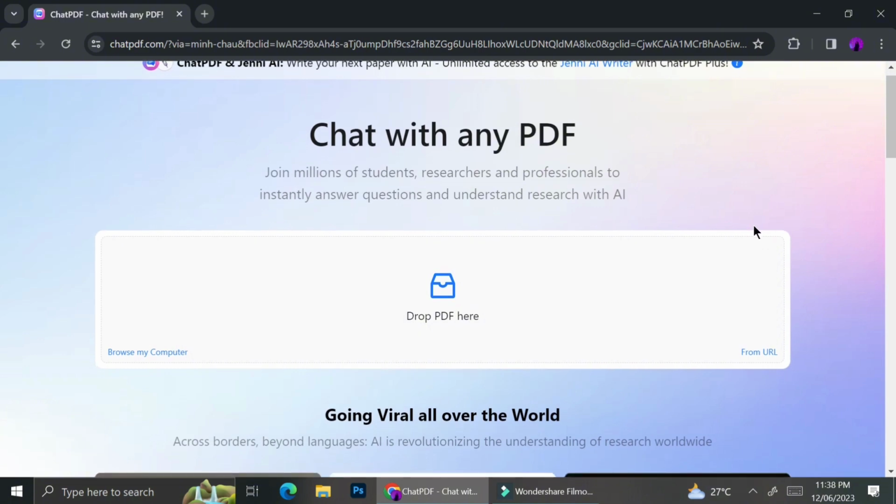So there are actually several ways that you can insert your PDF into ChatPDF. The first one is by dragging and dropping your PDF. You can go to your file menu and then just drag your PDF into the box over there. Or you can just put in the URL of the PDF that you have. As for me, today I am going to use the Browse My Computer option to input my PDF.